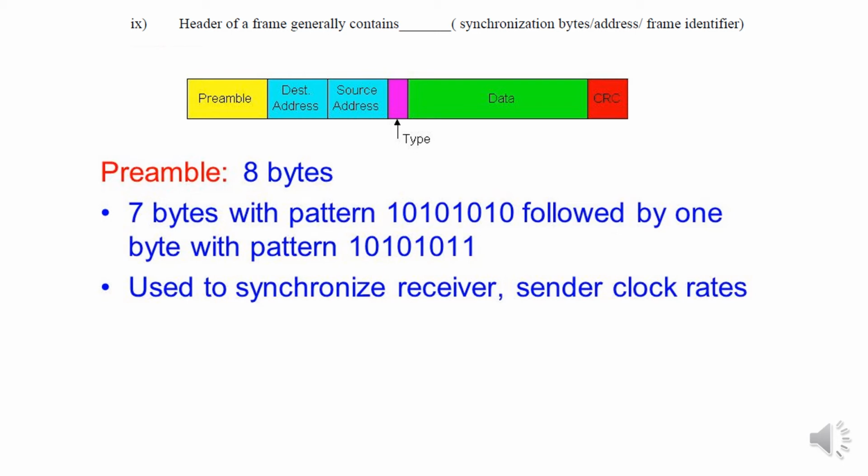The header of a frame generally contains what? The frame, we see that the data link layer creates the frame. After it gets the data from the network layer, it creates a frame, that is, it adds the frame header and frame trailer, etc. So what are the details that are present in the frame header? That will be the answer here.